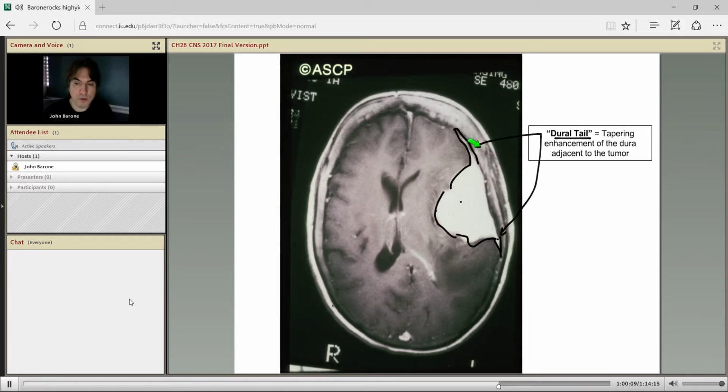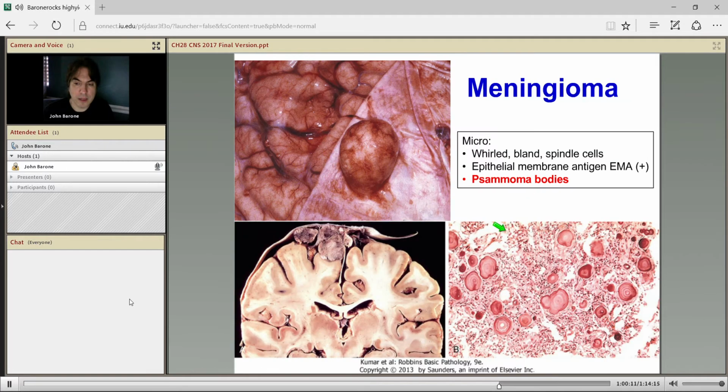Dura, see it? Dural tail. Look for these dural tails. That tells me it's attached to the dura. Another way I can show it is like this. Here's the brain, here's the dura, here's the edge of the dura. I'm pulling it back off the brain. As I pull the dura back, there's the tumor attached to the dura.